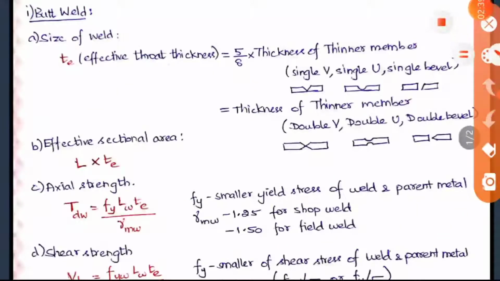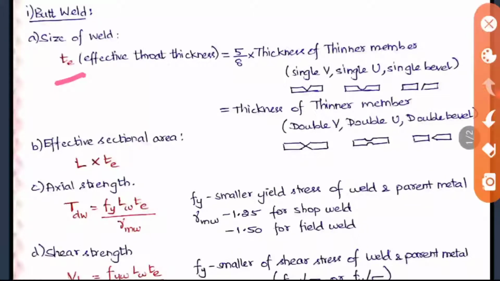The first thing we are going to see is the size of the weld. The size of the weld is equal to the effective throat thickness, denoted as TE, which is equal to 5 by 8 times the thickness of the thinner member. If two plates have to be connected, we should take the thinner plate. That size into 5 by 8 will give you the effective throat thickness. This is for single V, single U and single bevel welds.